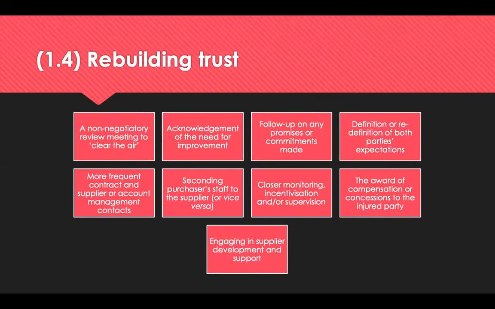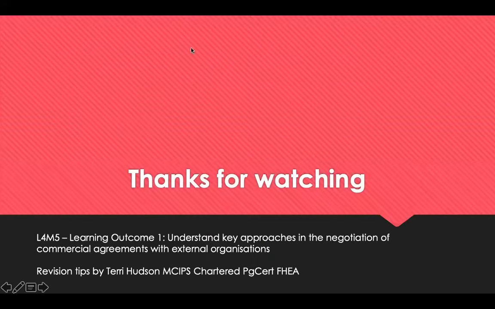So you've got this thing about clearing the air, acknowledging the need for improvement, following up on promises, defining and redefining expectations, frequent contact, seconding staff to your supplier, closer monitoring, award of compensation and concessions, and engaging in supply development and support. And that's the end of Learning Outcome 1.